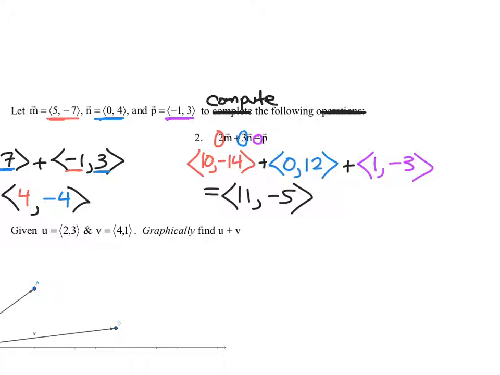-14 plus 12 is negative 2. -14 plus 12 is -2. Right. There is a way to do this on the calculator. It's just more trouble than it's worth.